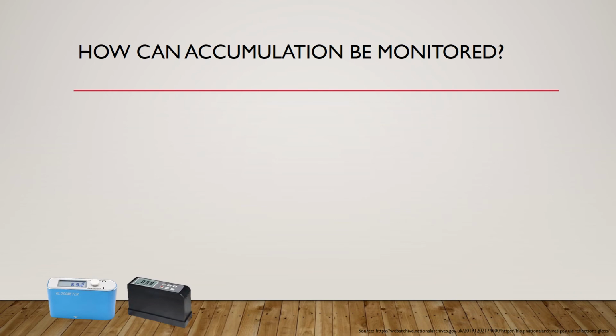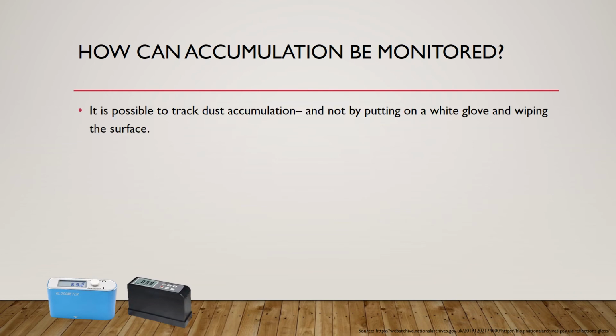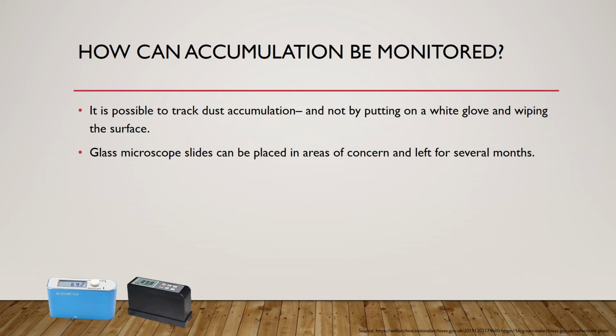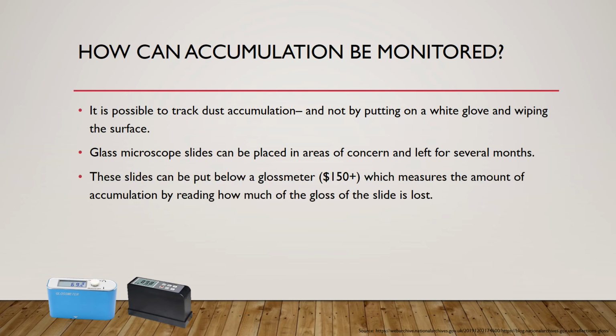How can we monitor dust accumulation? It is possible without wearing a white glove and wiping the surface with your finger. Glass microscope slides can be placed and left for a few months. These slides can be read with a gloss meter, a small handheld tool which determines accumulation by calculating the amount of gloss that the glass has lost.